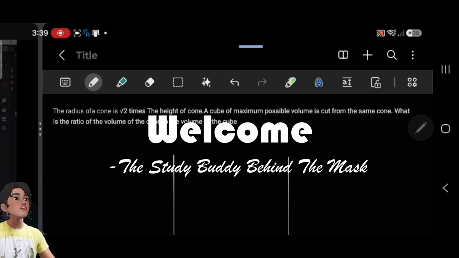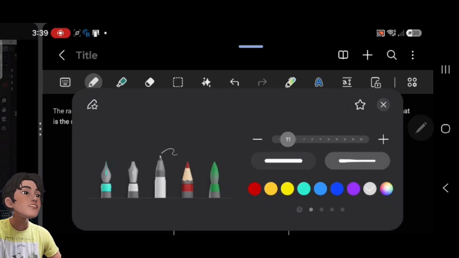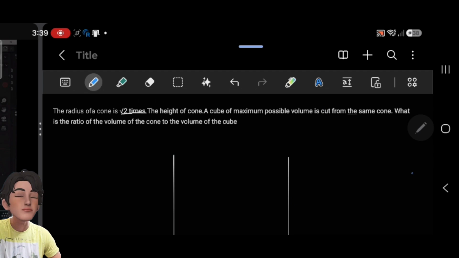So here's the question. The radius of a cone is root 2 times the height of the cone. A cube of maximum possible volume is cut from this cone. What is the ratio of the volume of the cone to the volume of the cube?